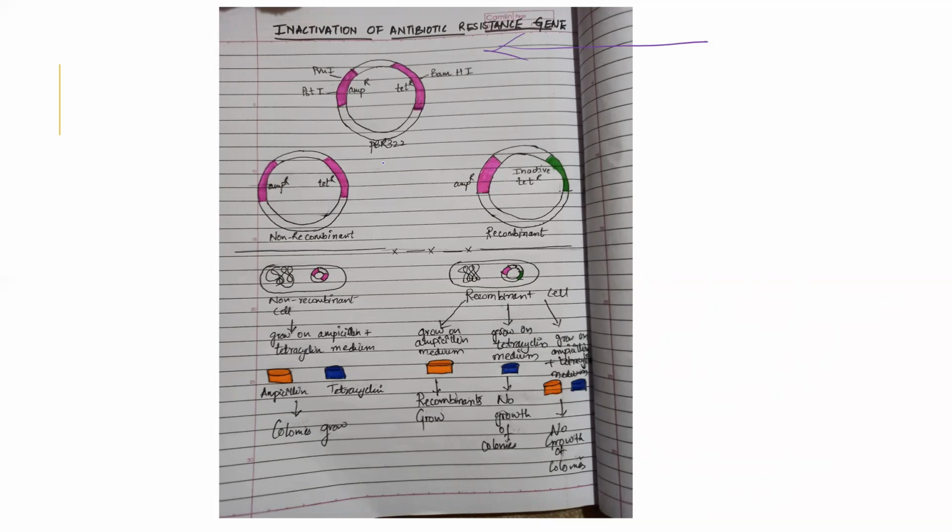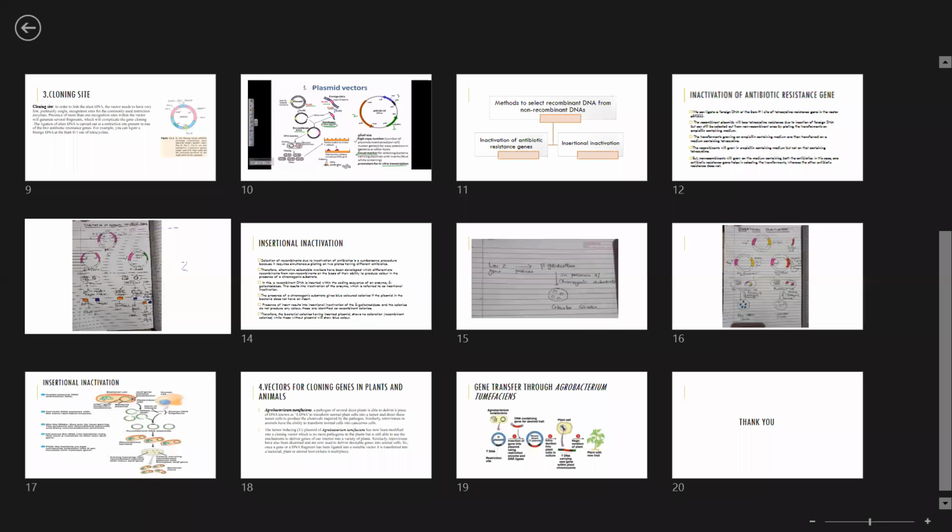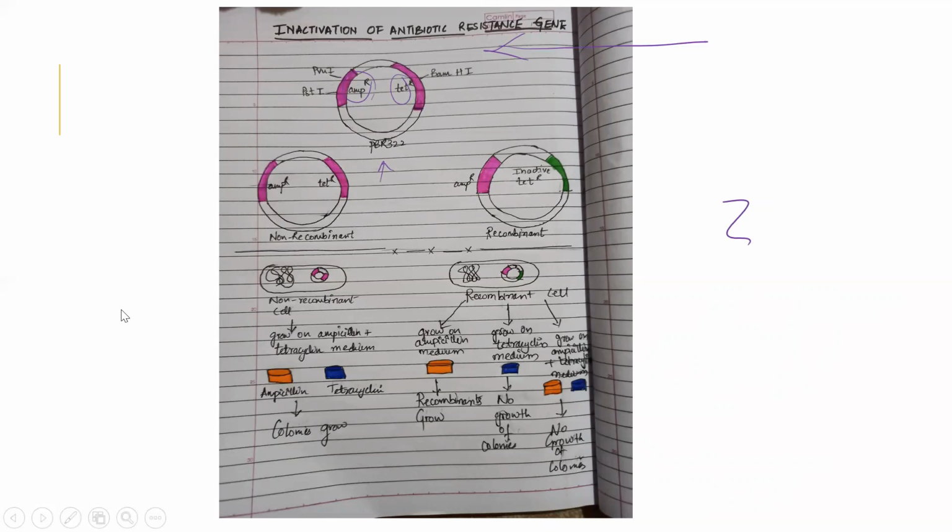So we have a plasmid DNA. This is a pBR322 plasmid. It contains two antibiotic resistance genes: the tetracycline resistance gene and the ampicillin resistance gene. So there are two antibiotics. In this case, we are looking at ampicillin, and second, we are looking at tetracycline.